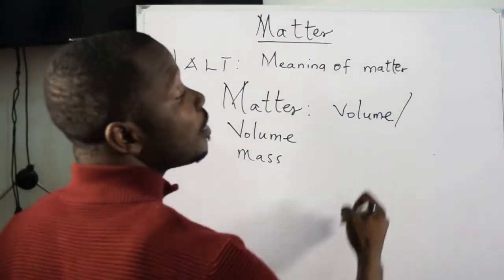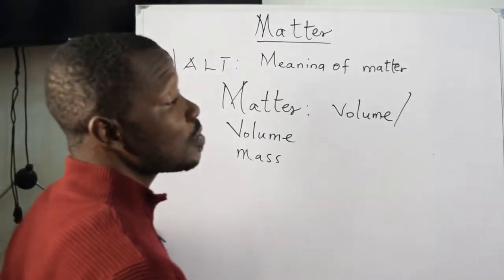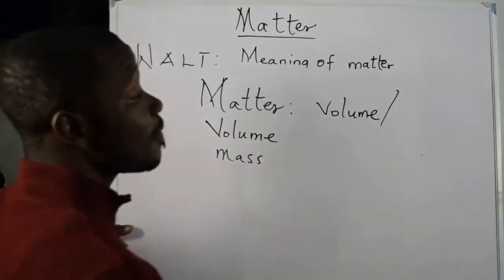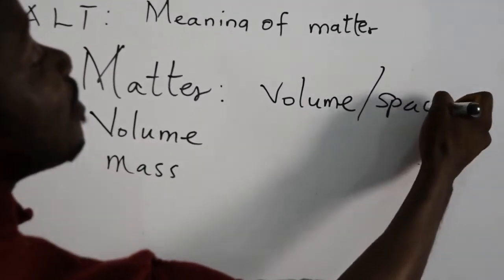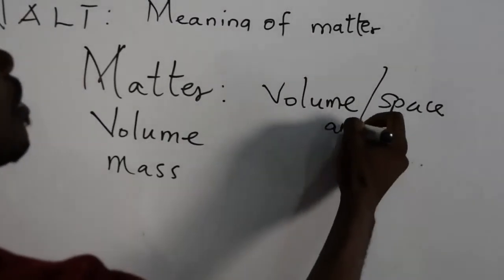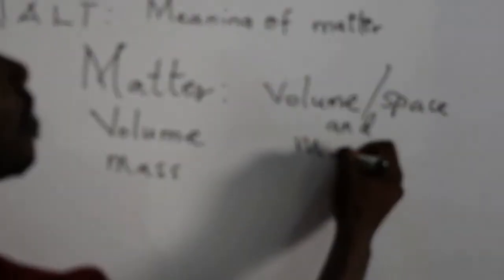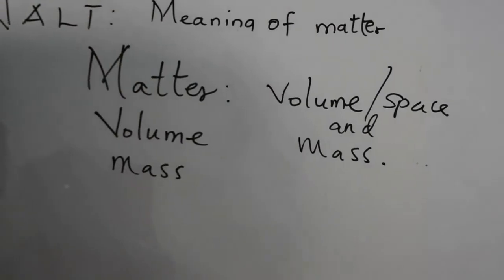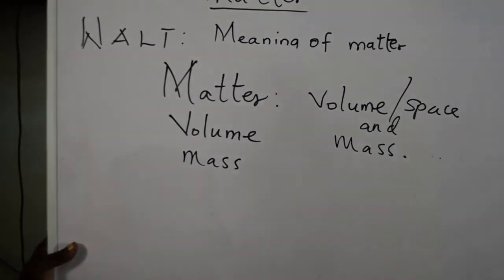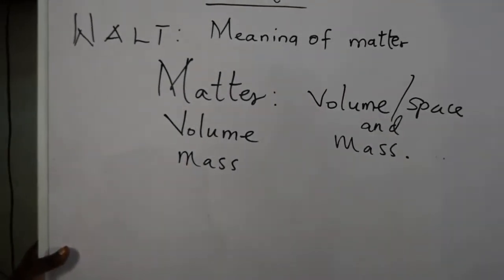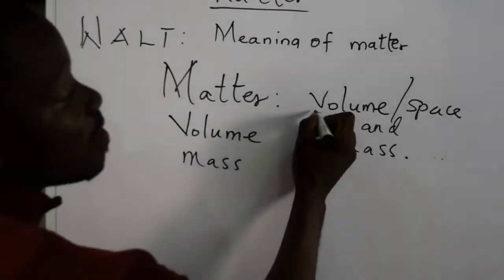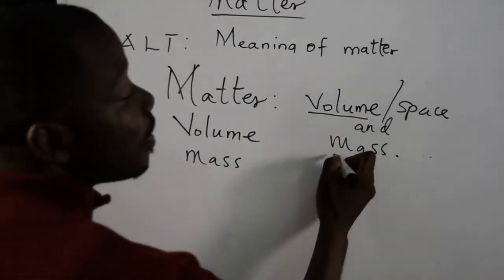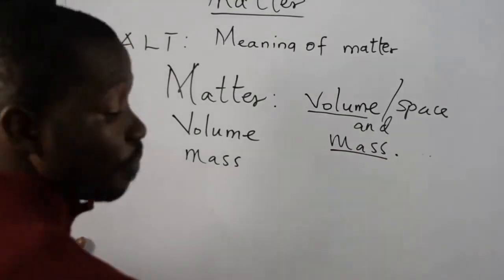I remember in my school days, my teacher used to say space. So anything occupying volume or space and then has mass is what we are going to describe as matter. So we are going to establish that matter is anything that has volume and then mass.